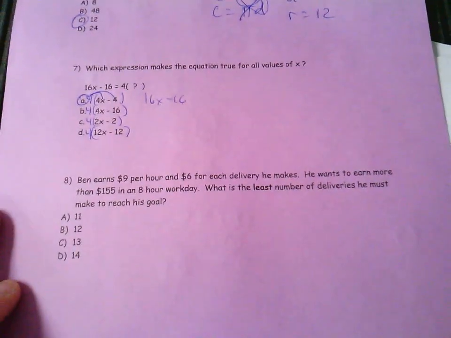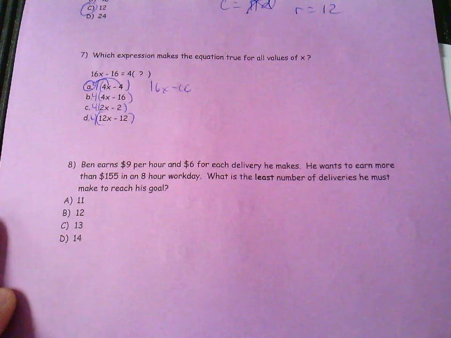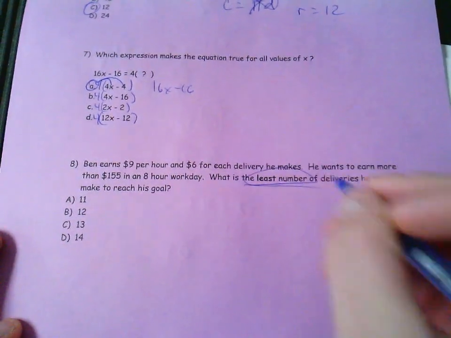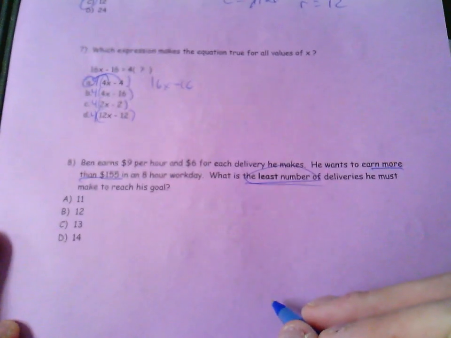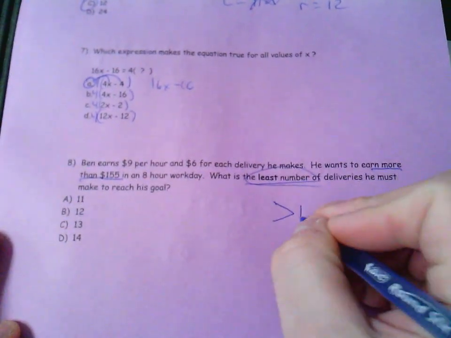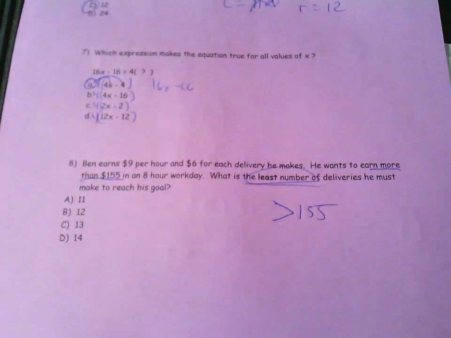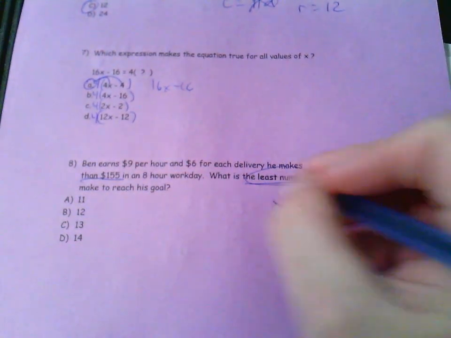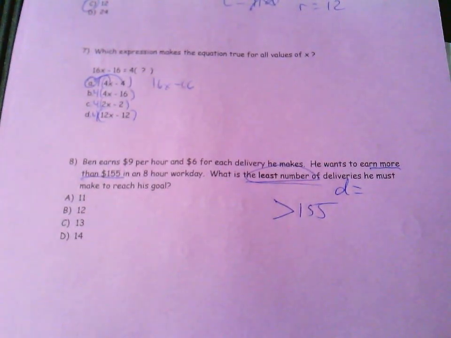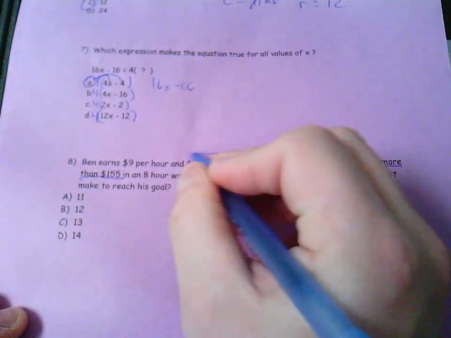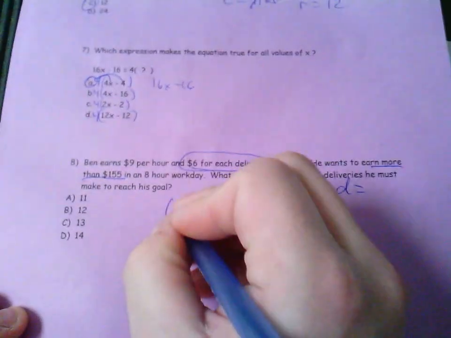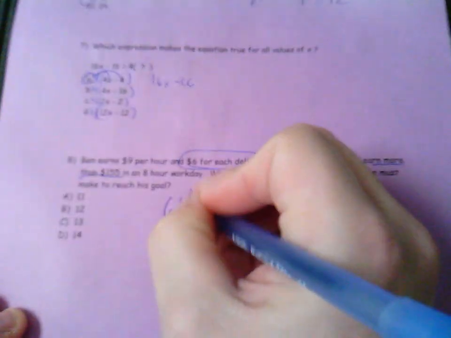Remember, when you distribute, it's multiplication. Least number of deliveries. He wants to earn more than $155 a day. So that's greater than $155. All right. Deliveries. So we'll have D is equal to deliveries. Okay. So 6 goes with the deliveries. So it's 6D.